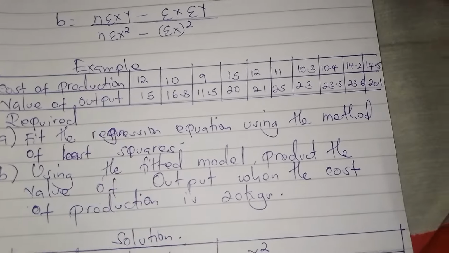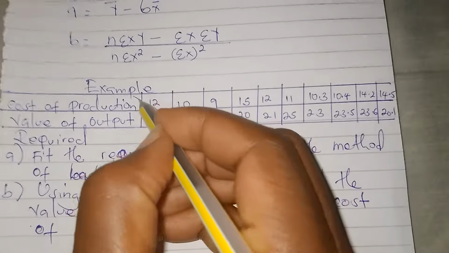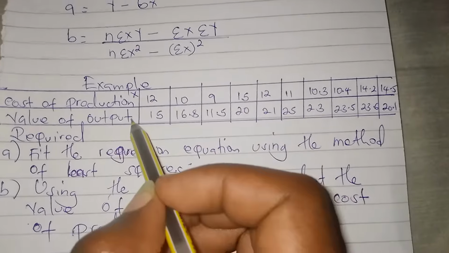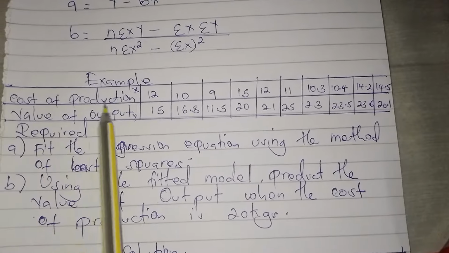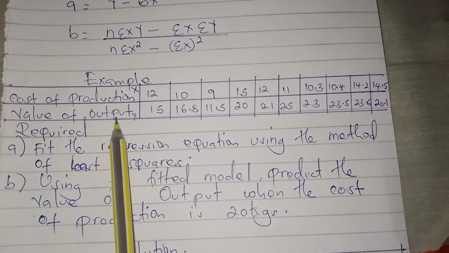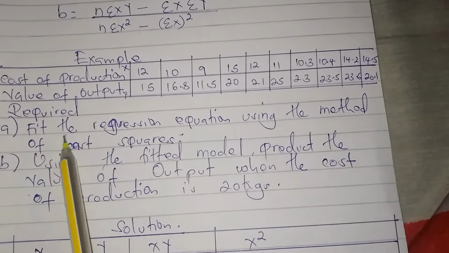Therefore, the cost of production will be our x, and the value of output will be the y. They have given us the values of cost of production and value of output, and they want us to fit the regression equation using the least squares method, and then, B, using the fitted model, predict the value of output when the cost of production is 20 kg. So we are going to do the question.